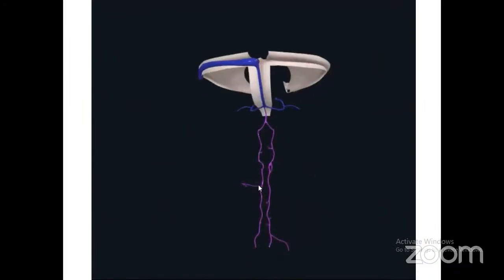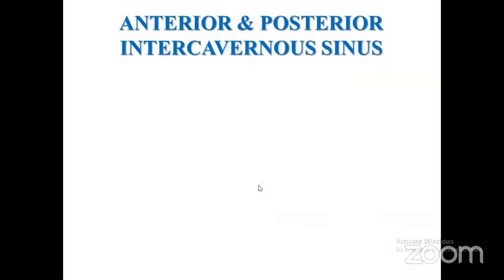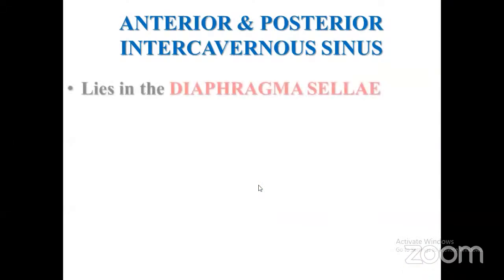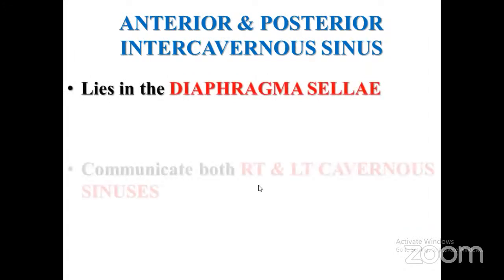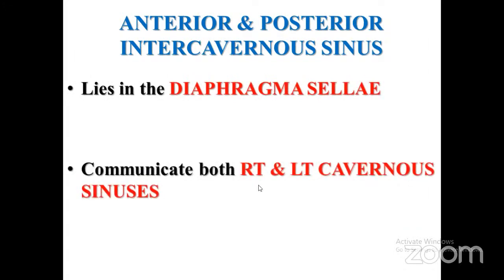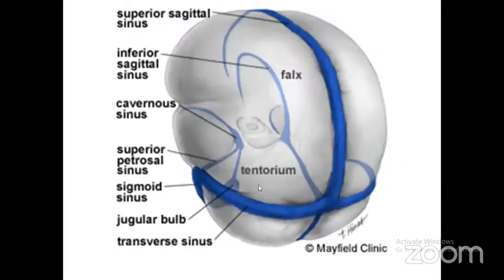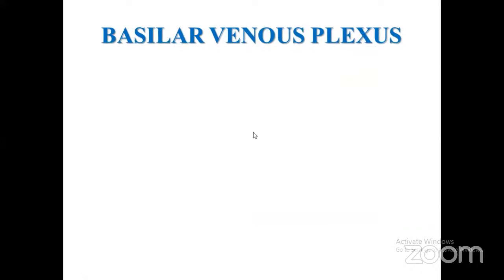So occipital sinus is closely related to the cerebellum. It is communicated with the basilar venous plexus via the marginal sinus, and also has communication with the vertebral venous plexus. Coming to the anterior and posterior intercavernous sinus, they lie in the diaphragma sellae and they form a ring of sinuses, and they communicate the right and left cavernous sinuses. We can notice there, anterior and posterior intercavernous sinus, they surround the pituitary stalk.